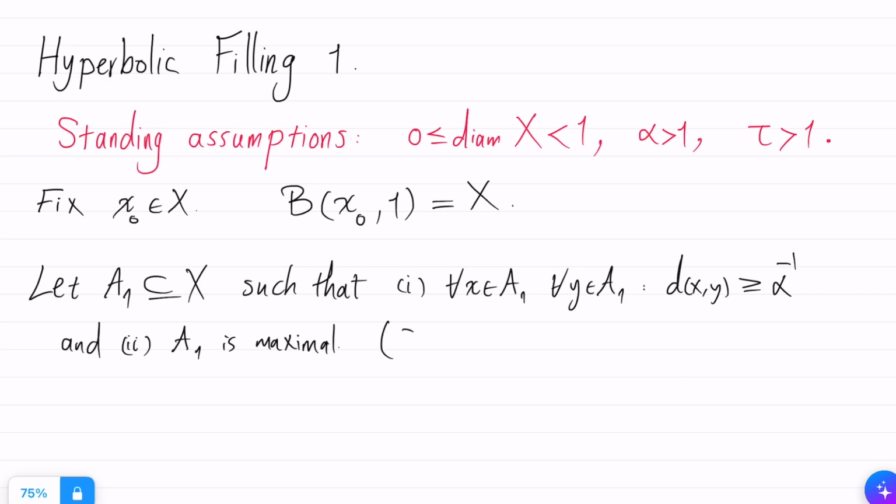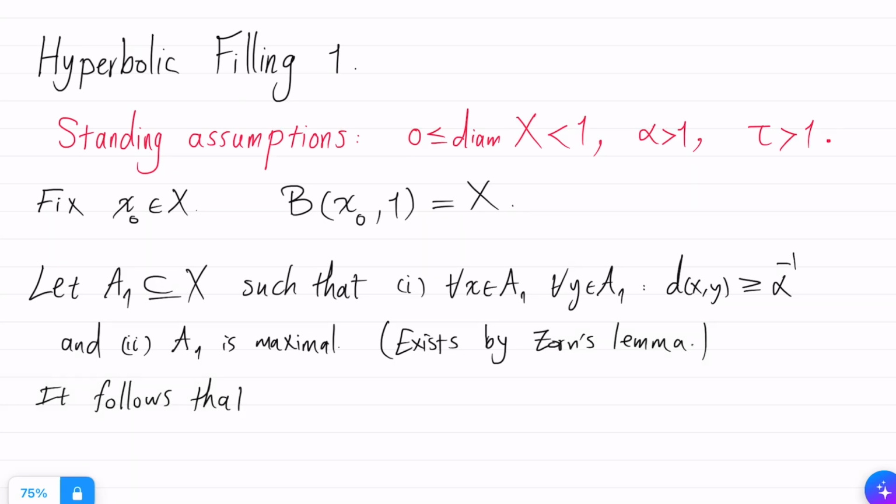This set exists by some argument. In the finite case it's kind of obvious, but in infinite cases we have to apply something like Zorn's lemma. If you take the union of the balls centered at points x in A1, with radius alpha to the negative 1, it should be all of X. Because if this union was not all of X, any point in the complement could be added to A1, violating its maximality.